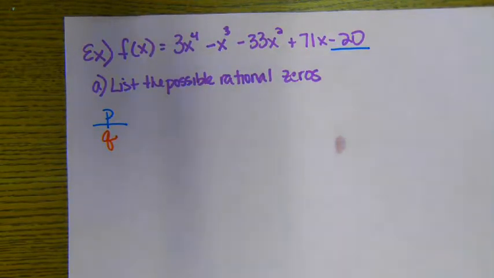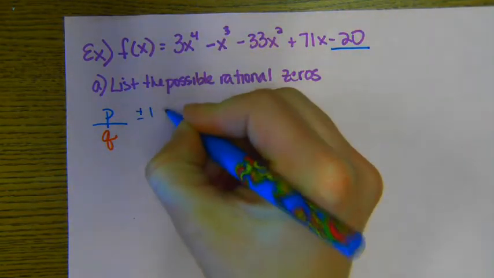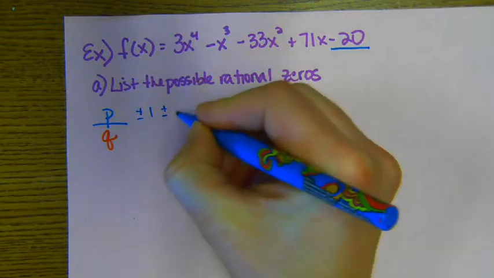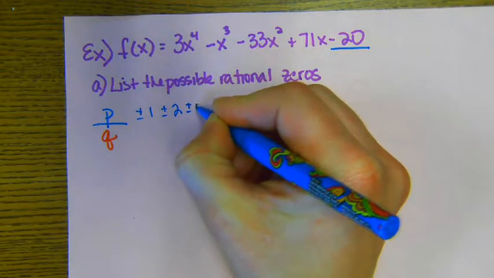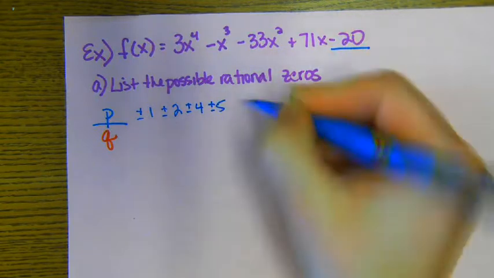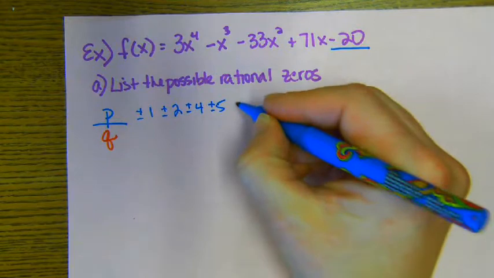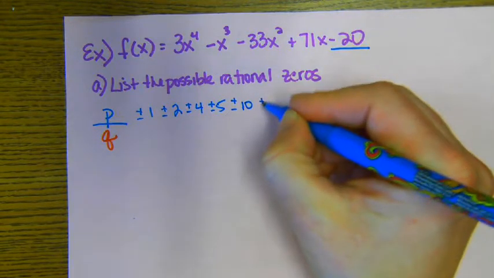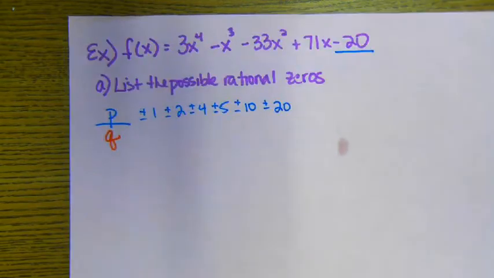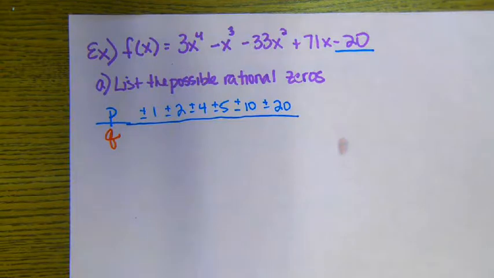Let's list them in order. What are they? 1. How about 2? Yes. 3, 4, 5, 6, 7, 8, 9, 10, and then we would go all the way to 20. So do you understand where I got those from?